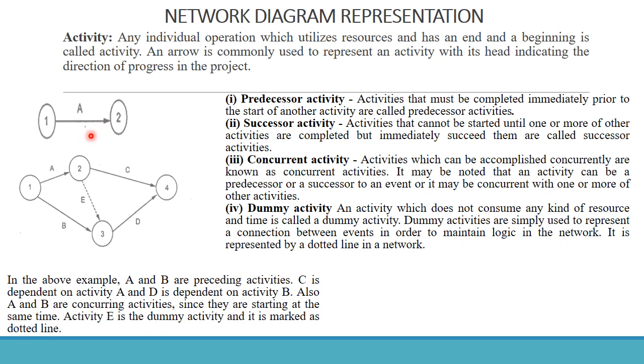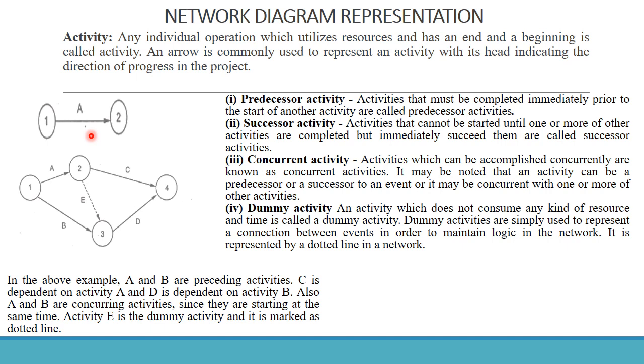So we have four types of activities. First one is a predecessor activity. An activity that must be completed immediately prior to the start of another activity is called a predecessor activity. A successor activity is one that cannot be started until one or more of the other activities are completed, but immediately succeeds them.